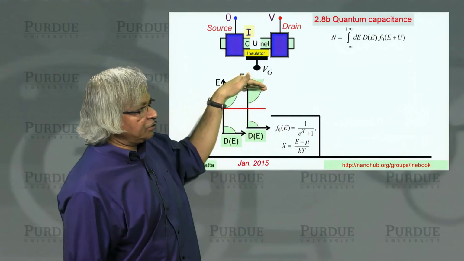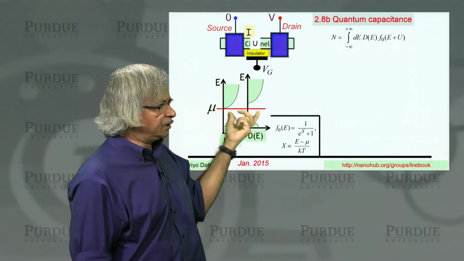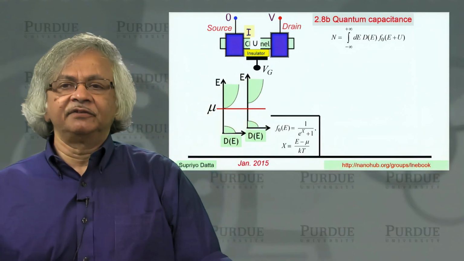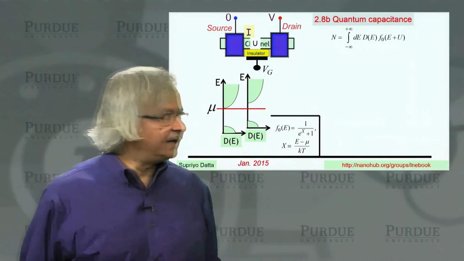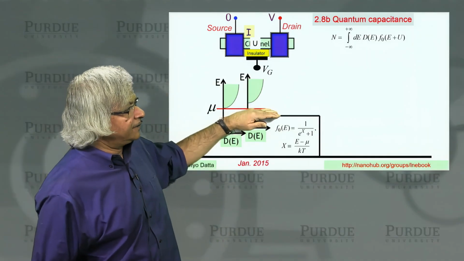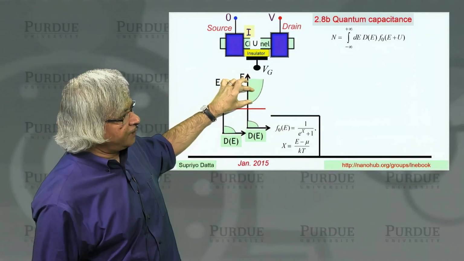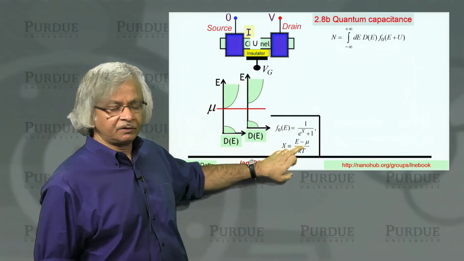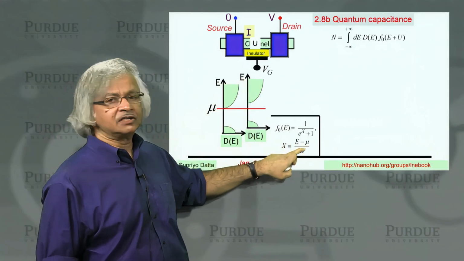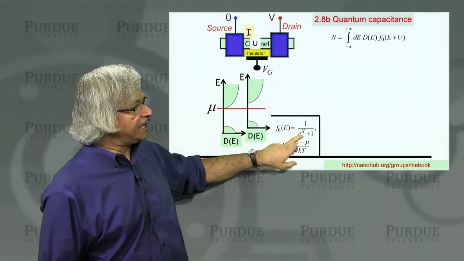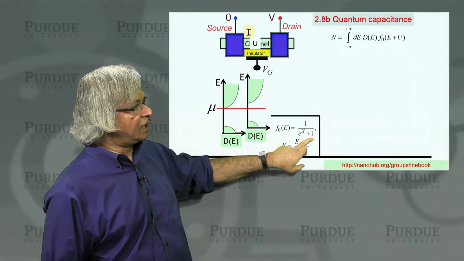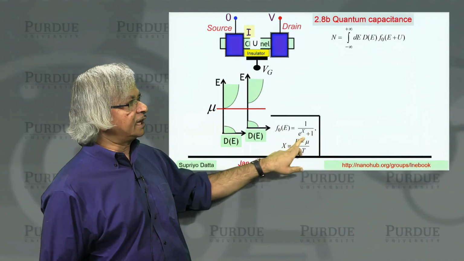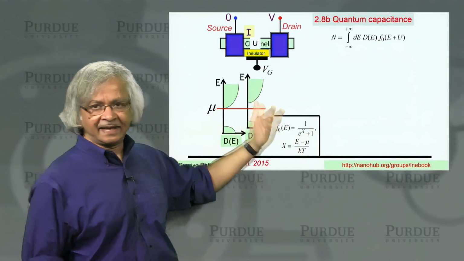That is not quite into the band like I had shown before, but below the band. Now when it's below the band, then you can use what's called the non-degenerate approximation. That is, the idea is, if it's below the band, then for the energy range of interest, E minus mu is a positive number. So by and large, this x is a large positive number, in which case e to the power x plus 1, you can drop the 1. And so the Fermi function becomes exponential of minus x.